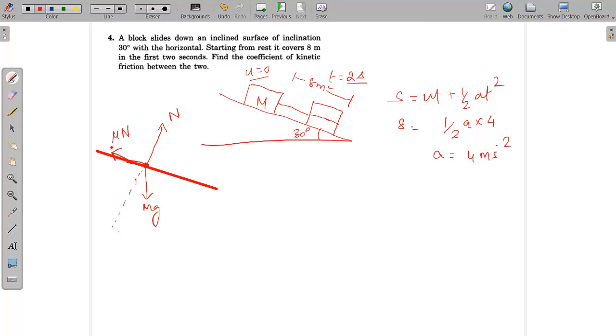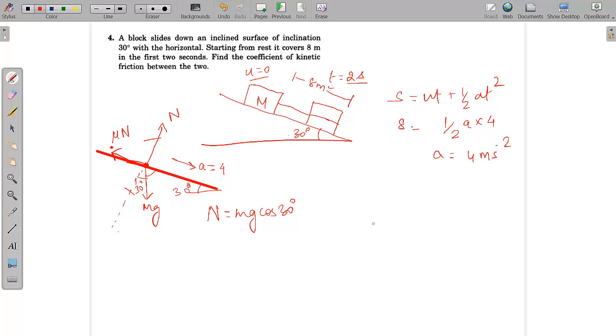So if you see this, this was 30 degrees. So this will be 60 degrees, so this is 30 degrees again. The direction of motion is this way. So what we are going to do is take one component in the direction of motion and the other component perpendicular to the direction of motion. Perpendicular to the direction of motion, nothing is there, so all the forces cancel out. So N is equal to mg cos 30 degrees, right? Now this force and the component of mg here will be cancelling out, right?